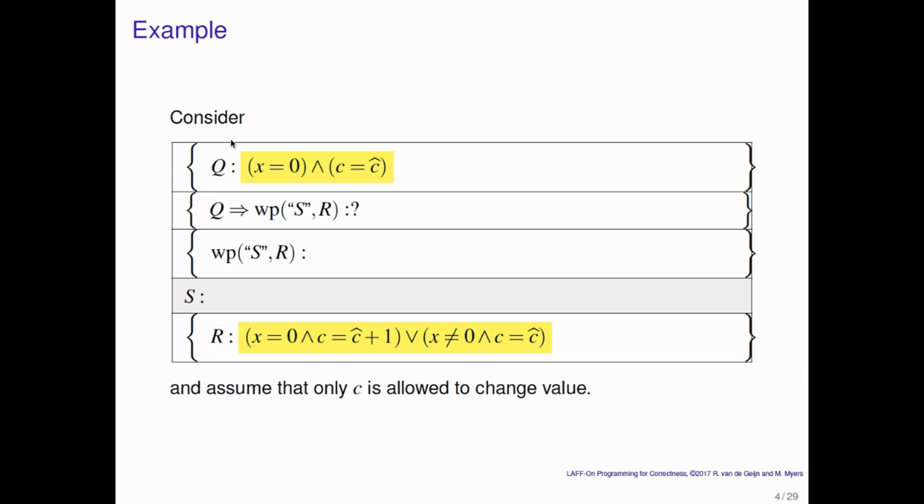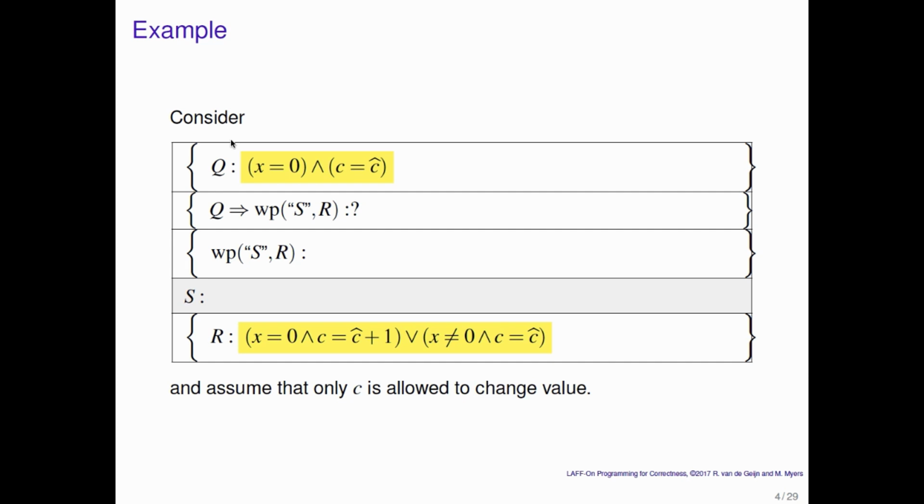And let's return to a very similar example as we used in the skip command video. And here what we have is that x is equal to 0 and some count c is equal to its original content c hat. And what we want to do is end up in a state where x is still equal to 0 and the count is incremented by 1. Or if x is not equal to 0, then the count should remain the same. So this might be the second half of an if statement.